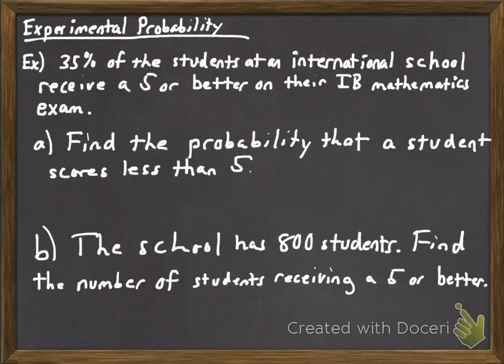All right, so experimental probability is based on you running a number of trials for an experiment and how many times a certain outcome occurred within that number of trials. For an example, we're going to say that 35% of the students in an international school receive a 5 or better on their IB mathematics exam. And I first want us to find the probability that a student scores less than 5.